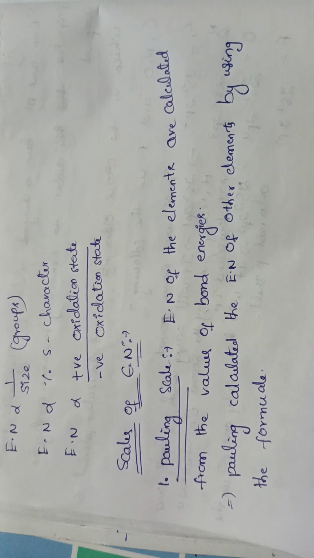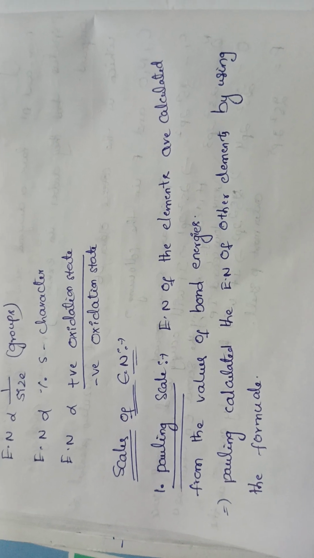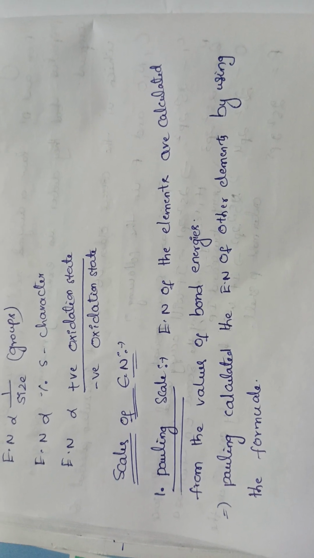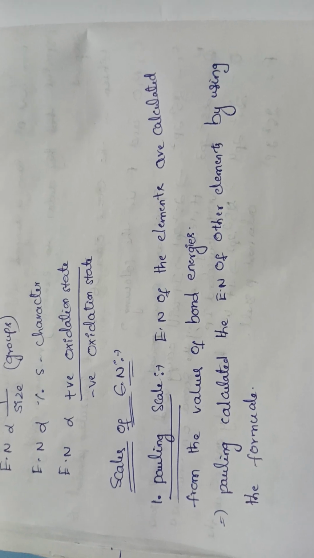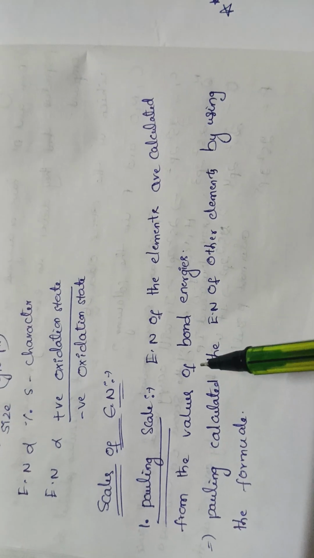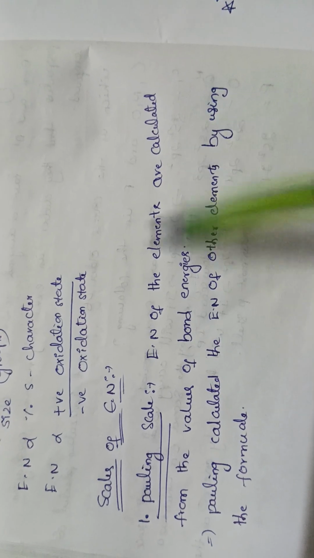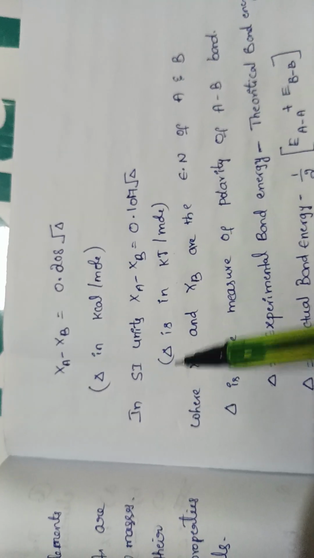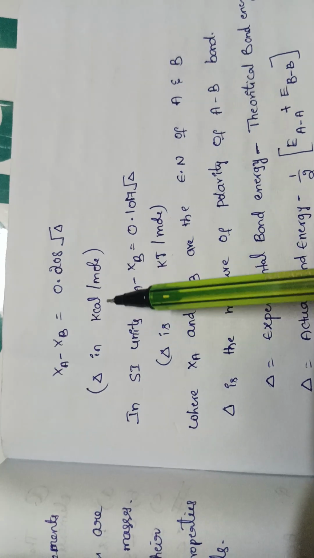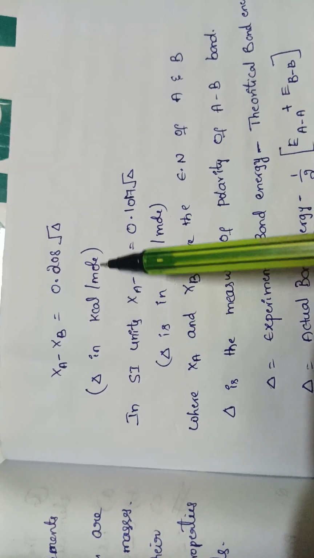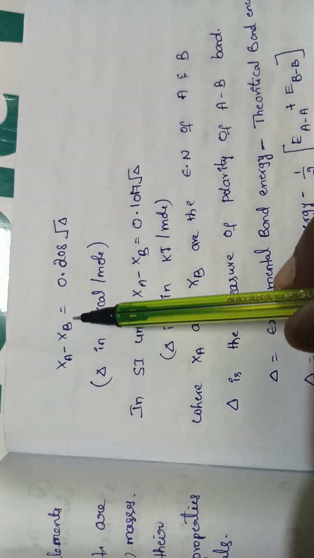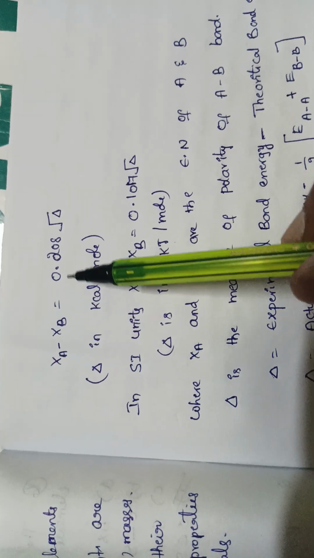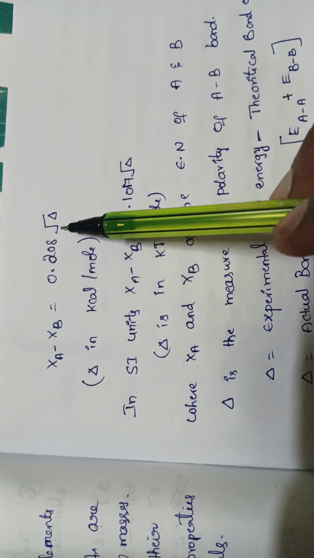Today we are going to discuss scales of electronegativity. First one is the Pauling scale. Electronegativity of the elements is calculated from the values of bond energies. If the values are measured in kilocalories per mole, the equation is Xa minus Xb equals 0.208 under root of delta.